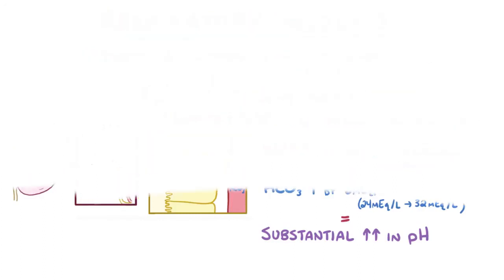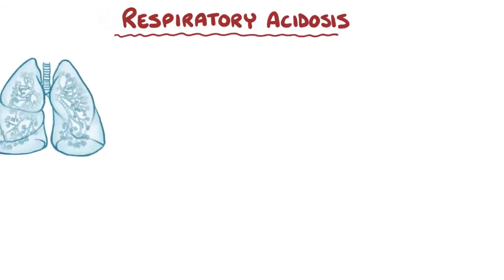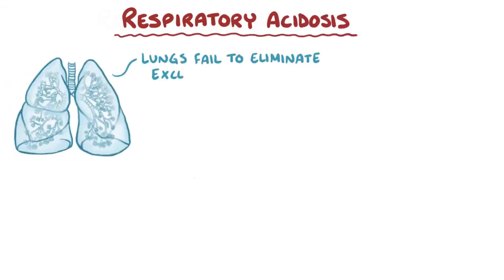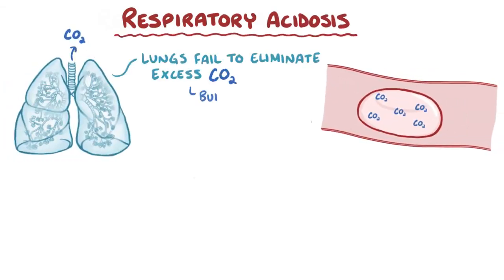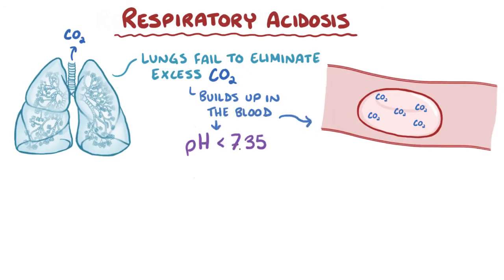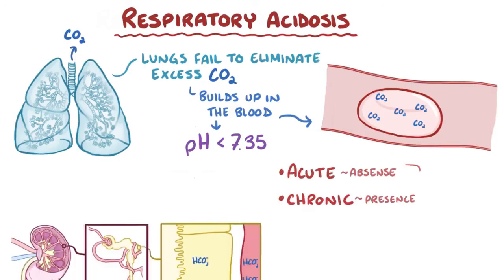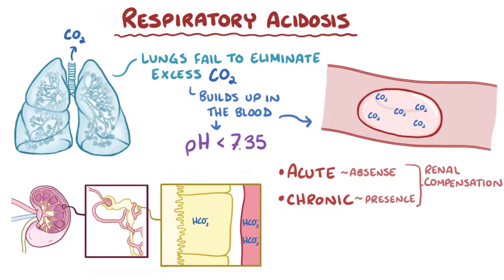Alright, as a quick recap, respiratory acidosis happens when the lungs fail to eliminate excess carbon dioxide, which builds up in the blood, causing blood pH to fall below 7.35. It's divided into an acute and a chronic phase, according to the absence or presence of renal compensation, respectively, which raises bicarbonate concentration in the blood.